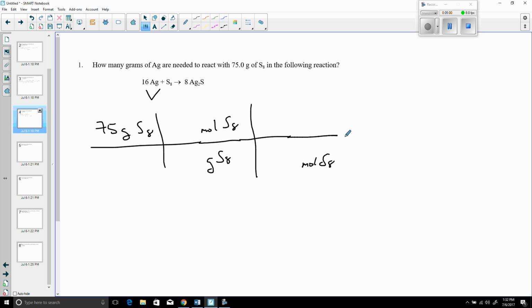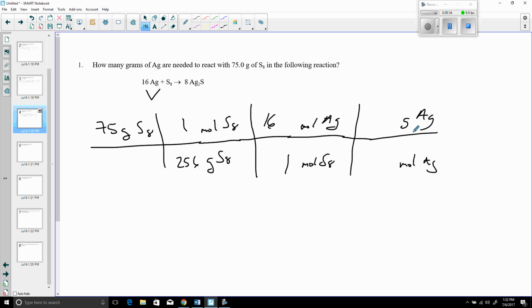but I need to relate moles of S8 to moles of silver. And how am I going to do that? That's right, balanced chemical equation. So just to kind of help us out, 256 grams of this is equal to 1 mole. Now we're going to use our ratio. 1 mole of S8 is equal to 16 moles of silver. But we need to know the mass of silver. So we're going to now take moles of silver, and we're going to convert that to grams of silver. And that will answer our question.